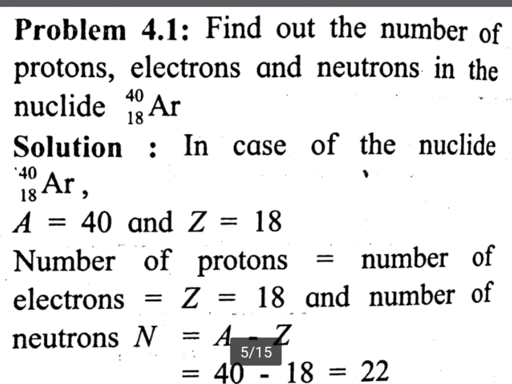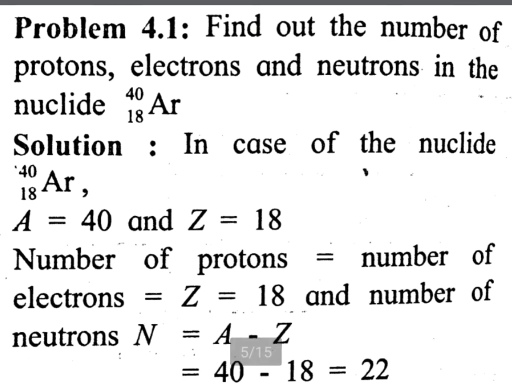Here is the problem based on these two terms. Find out the number of protons, electrons and neutrons in the nuclide argon 18. So in this problem atomic number is 18 and mass number is 40. Atomic number is nothing but the number of protons or number of electrons. So we can write here number of protons or number of electrons is equal to 18.